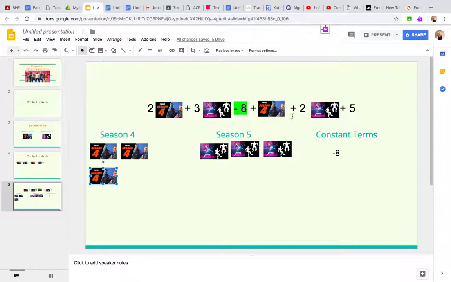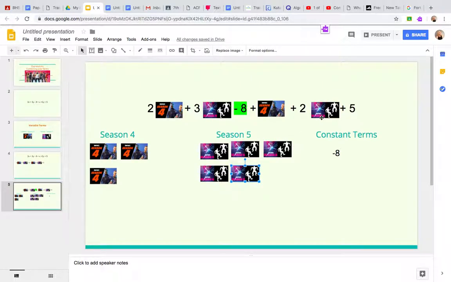Moving on from there, I've got plus 2 battle passes from season 5. Okay, it's telling me I'm adding them, so I'm going to drag 2 more down here. Now, if it had told me minus 2, then I would have had to take 2 of my battle passes away. But since it told me that I'm adding them, I'm going to drag 2 more.